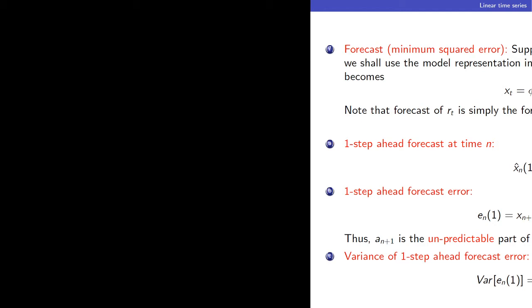So, the one-step-ahead forecast error is the corresponding data minus the estimate we made with our model. And this is exactly equal to a_{n+1}.